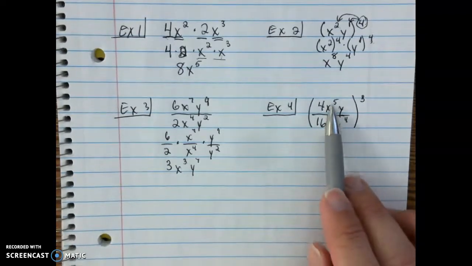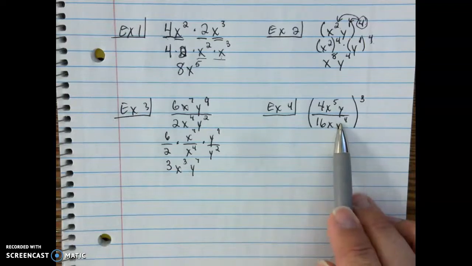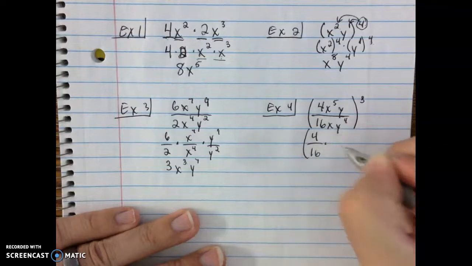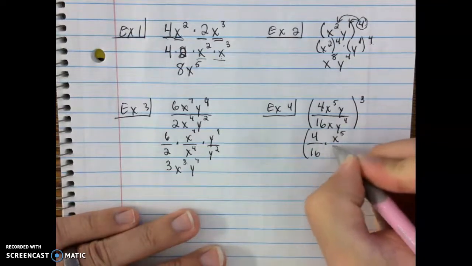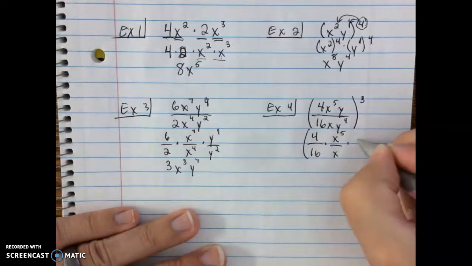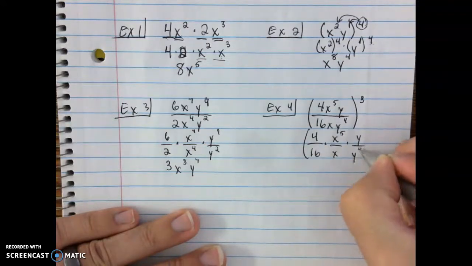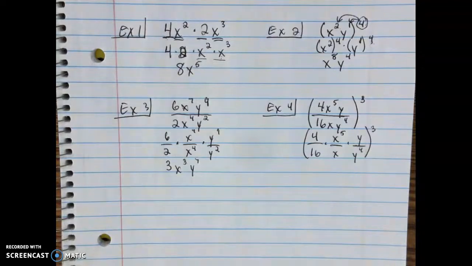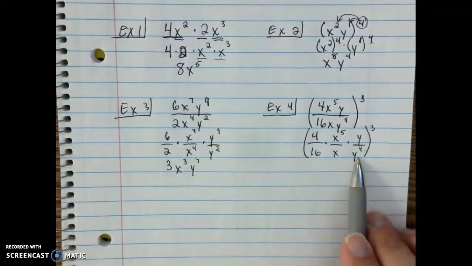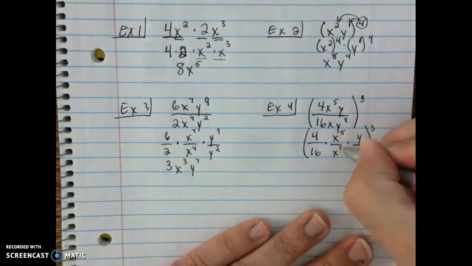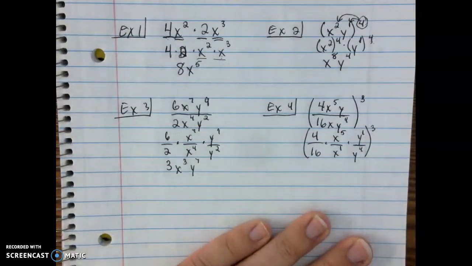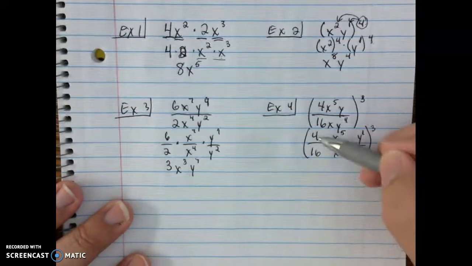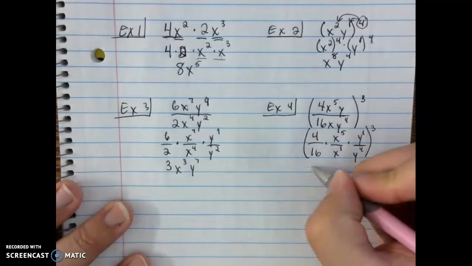So we have our integers, we have our x variables, and our y variables. So we have 4 over 16, multiplied by x to the 5th over x, multiplied by y over y to the 4th, and then that's to the third power. Now we have these three fractions, and we want to simplify each of them. Something, again, you can do if you want, put our one exponent above our variables that don't have a power with them. And now we're going to simplify our three fractions. 4 over 16, that's just going to simplify to 1/4.